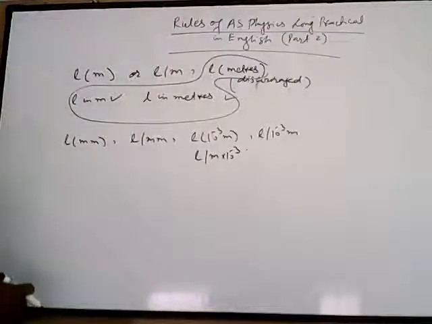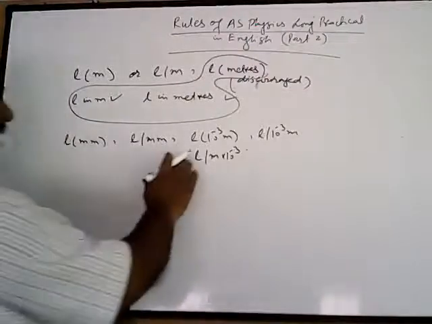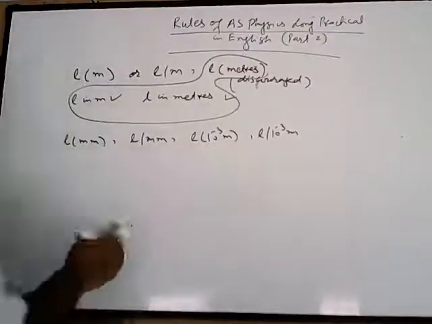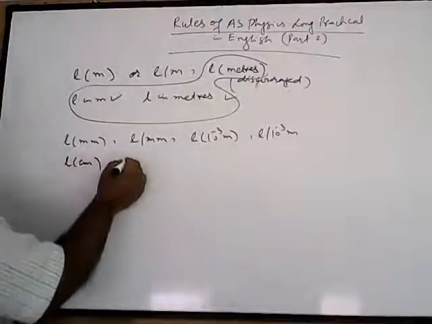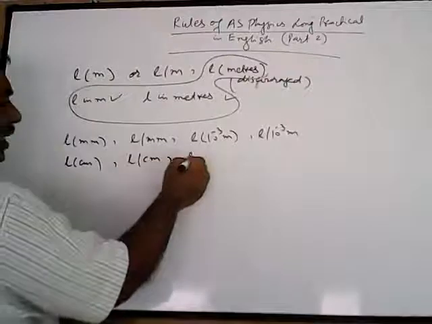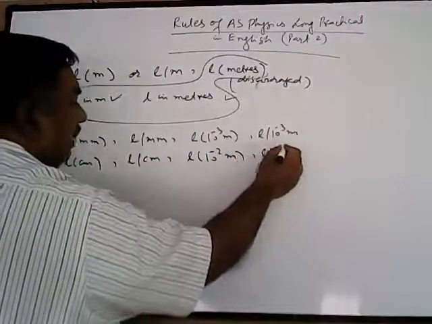In old times this was the usual customary way to write this, but nowadays it is better to write in this way. So this is the better way. Now suppose you have L in centimeters, you can write L in centimeters, L centimeters, L 10 power minus 2 meters, or you can write L 10 power minus 2 meters.